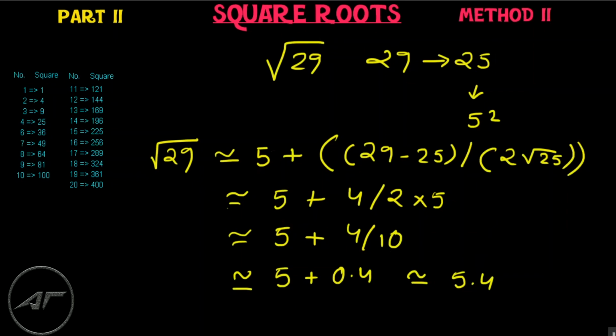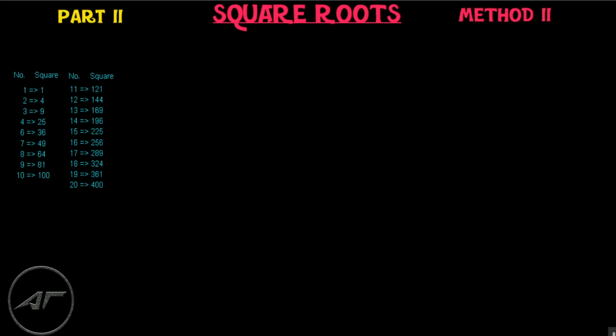Now let's try it for another number. Suppose the next number whose square root we are going to find is root of 53. From the table again you can check that the perfect square nearest to 53 is 49, which is 7 squared. Therefore, let's find the closest approximated value of the square root of 53.